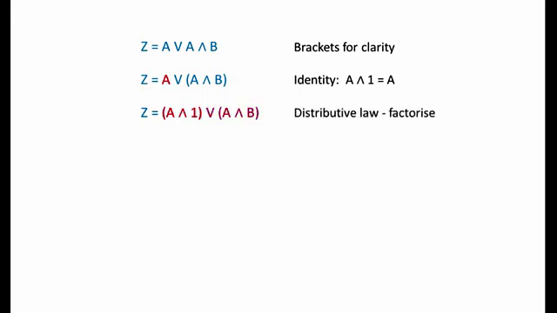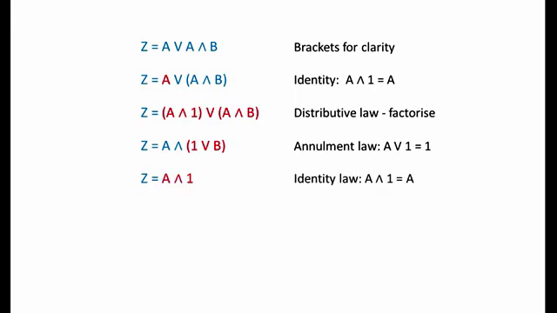We can now apply the OR distributive law to factorise this expression. Here it is with one of the A's factored out. This has revealed an opportunity to use the annulment law, which states that a variable ORed with a 1 is a 1. Here the variable B is being ORed with a 1, so it becomes simply 1. Finally, we can apply the identity law. Any variable ANDed with a 1 results in itself. We're left with Z equals A.